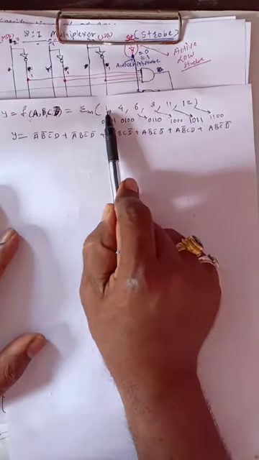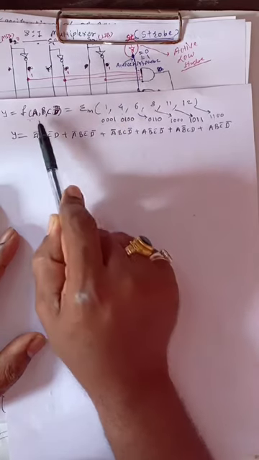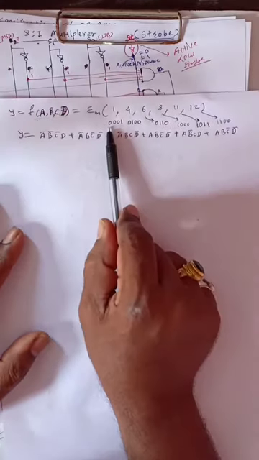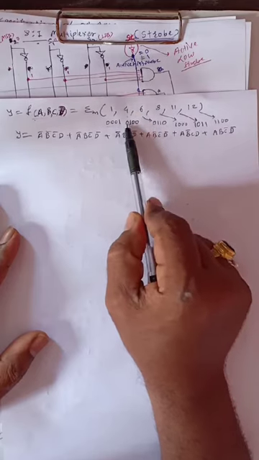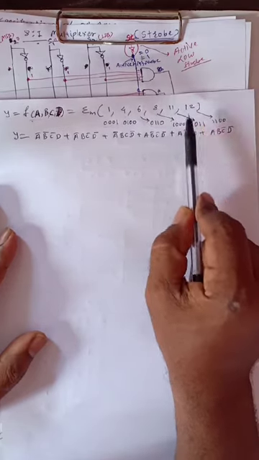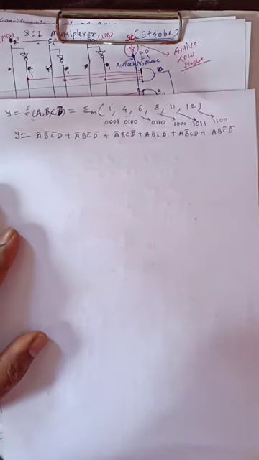So here 1 is equivalent to 0, 0, 0, 1. Why are we using 4 bits? Because it is a function of 4 variables A, B, C, D. So that's why we use 4 bits here: 0, 0, 0, 1. Then 4 is equivalent to 0, 1, 0, 0. 6 is equivalent to 0, 1, 1, 0. 8 is 1, 0, 0, 0. 11 is 1, 0, 1, 1. 12 is 1, 1, 0, 0.